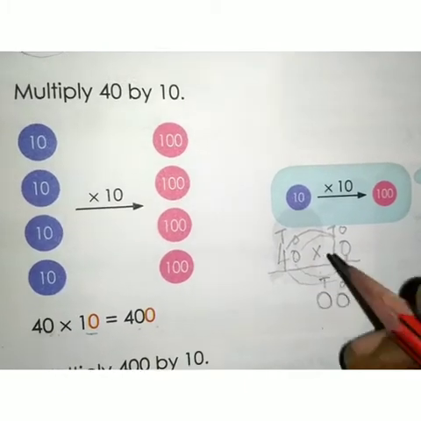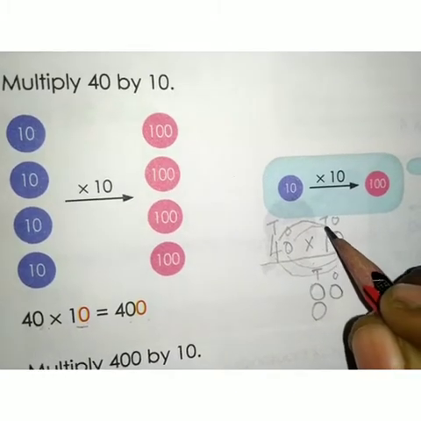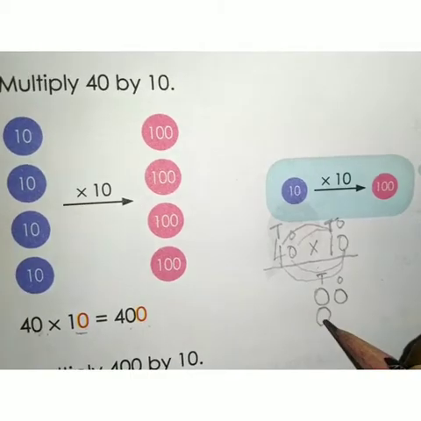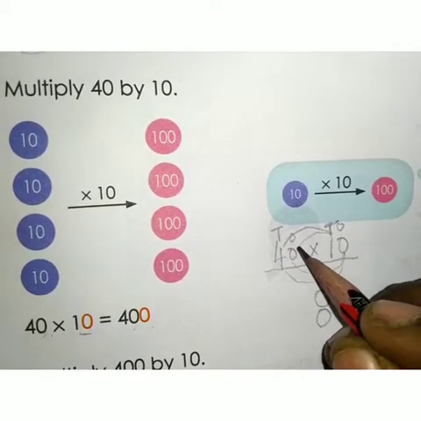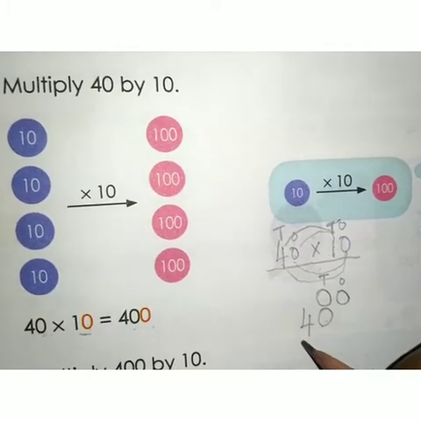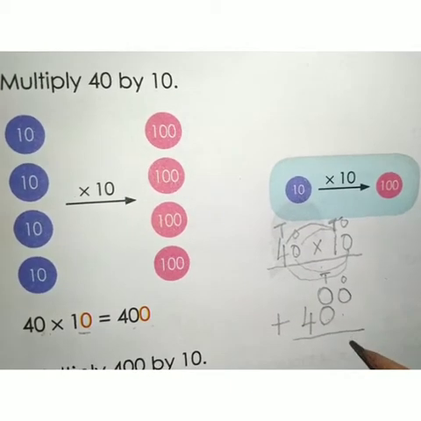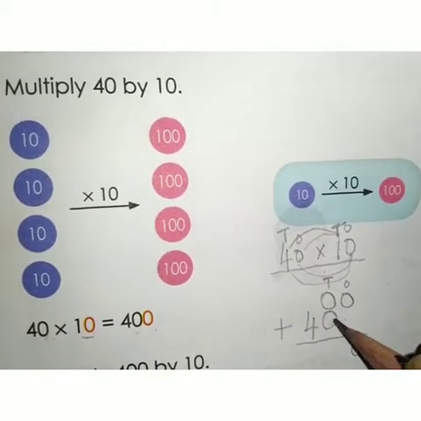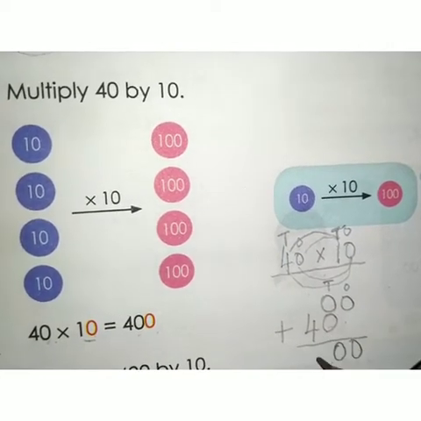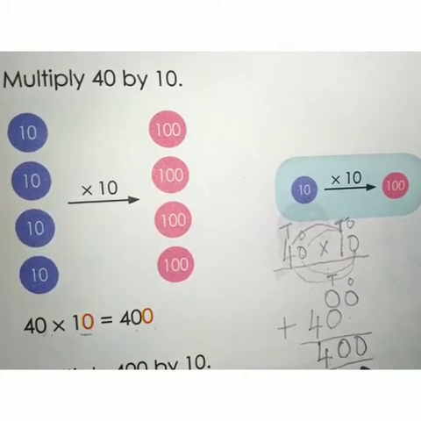1 zeros are 0. You have to write it under tens because we are starting the value from tens place. This is tens place value. So you have to start writing from tens place. 1 zeros are 0. 1 fours are 4. Then add all these values. 0 plus nothing, 0. 0 plus 0, 0. Nothing plus 4, 4. So you will get the same answer by doing normal multiplication.